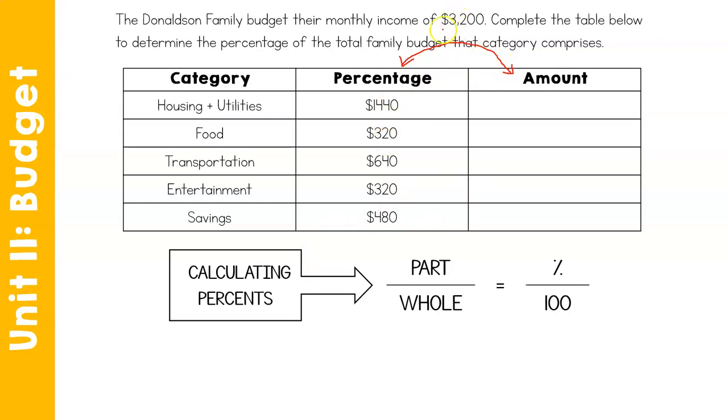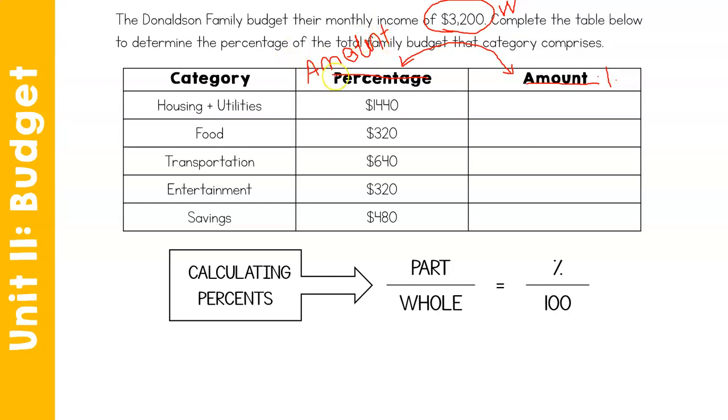So we're given that their budget is $3,200 for the whole month. So this is our whole. The amount, and you can go ahead and scratch through this if you want and write percentage, and you can write the amount over here, or I can rewrite this for you. Sorry guys, this is a lot harder than it looks.